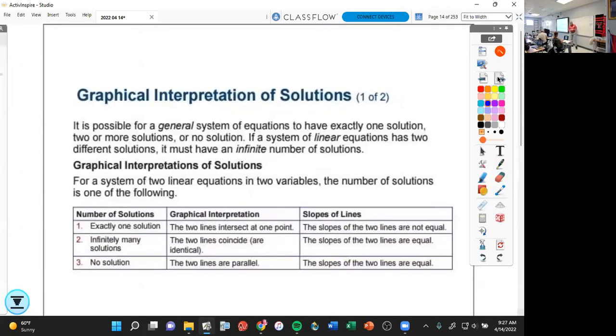Okay, so when you solve a system of linear equations, there's 3 possible outcomes. The possibilities are the lines cross. If the lines cross, how many solutions are there? 1 solution. Another possibility, infinitely many solutions. What's that mean? Same line. They lie on top of each other. If that's the case, you have infinitely many solutions. And if they never touch, they're parallel, no solution, right?